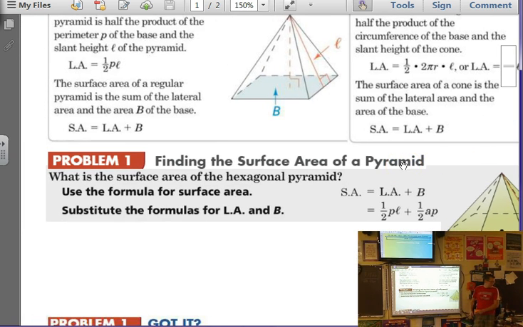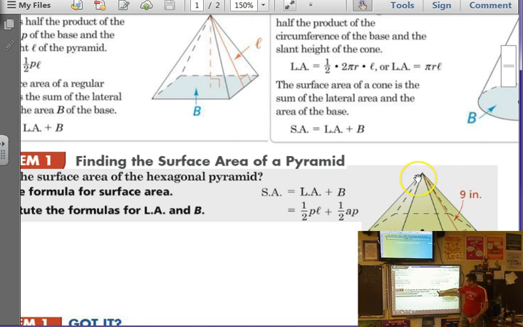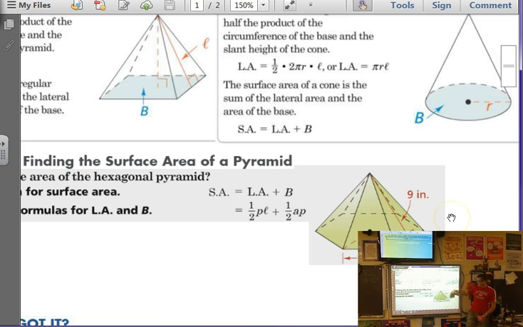So let's try this out. With this regular pyramid, we have base edges of 6, slant height of 9, and a distance to center of 3 radical 3. Anyone know what first step we would take for this? Because there's multiple ways we can work towards solving it. You can start with the base, or you can start with lateral area.